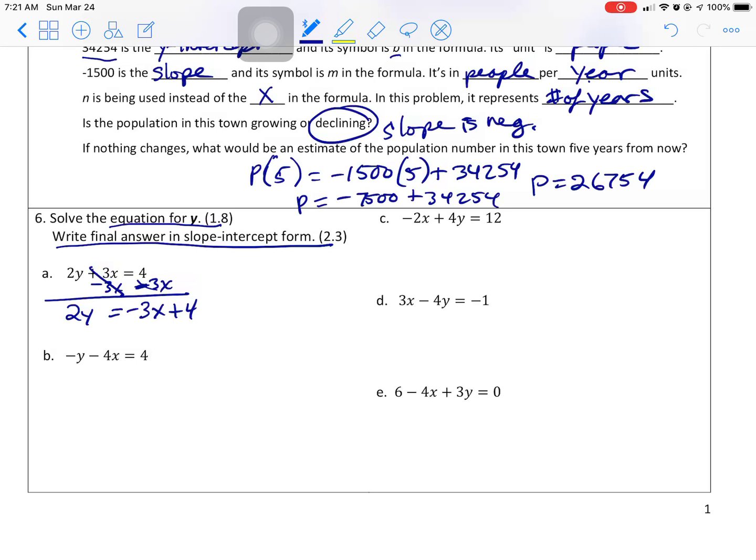What is slope-intercept form? y equals mx plus b. That's what everything needs to be in. So now to get my y alone, y equals negative 3 halves x plus 2. Done.